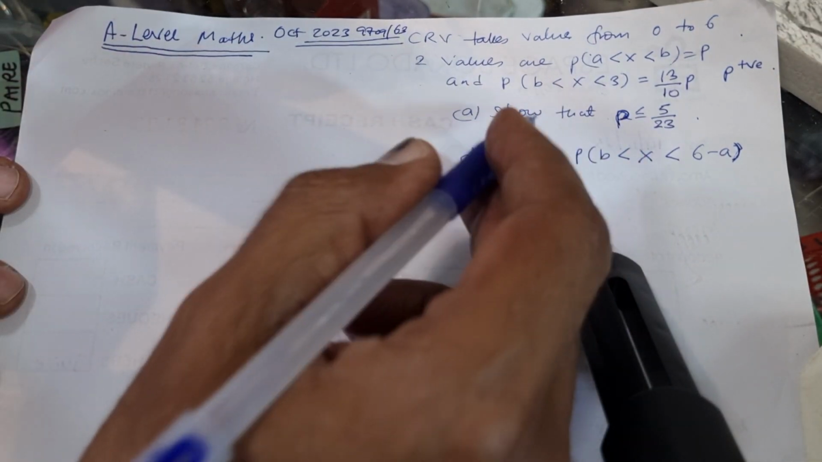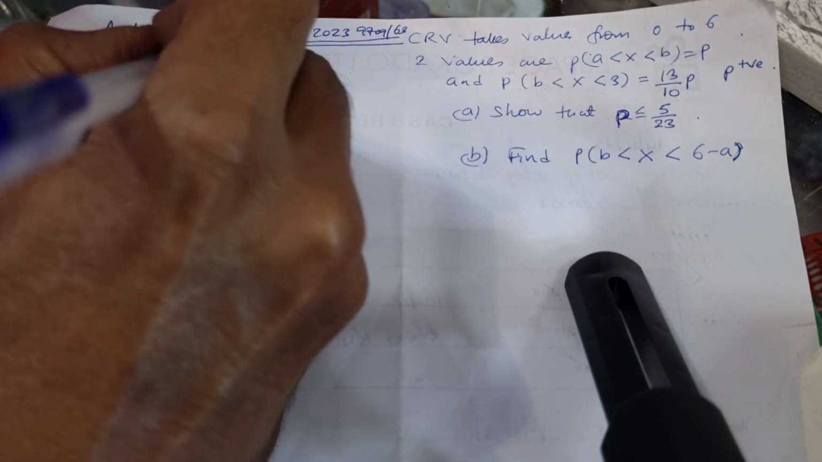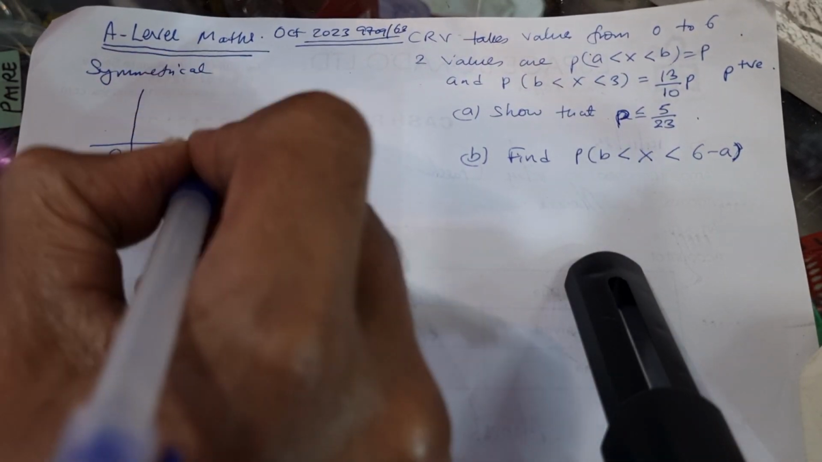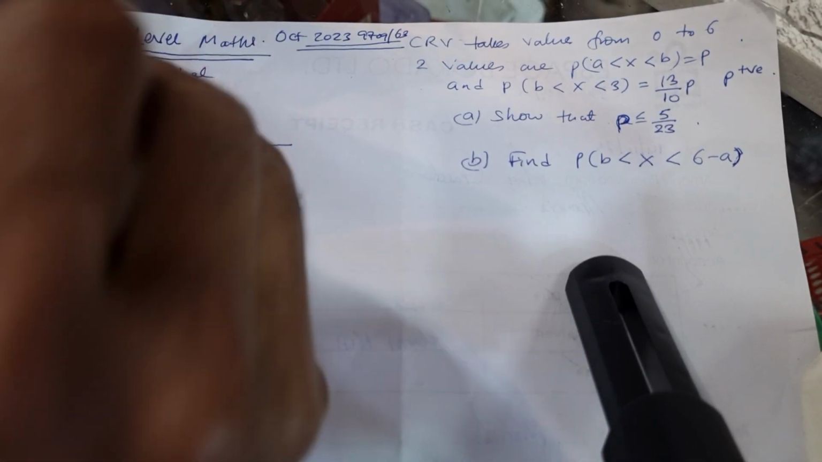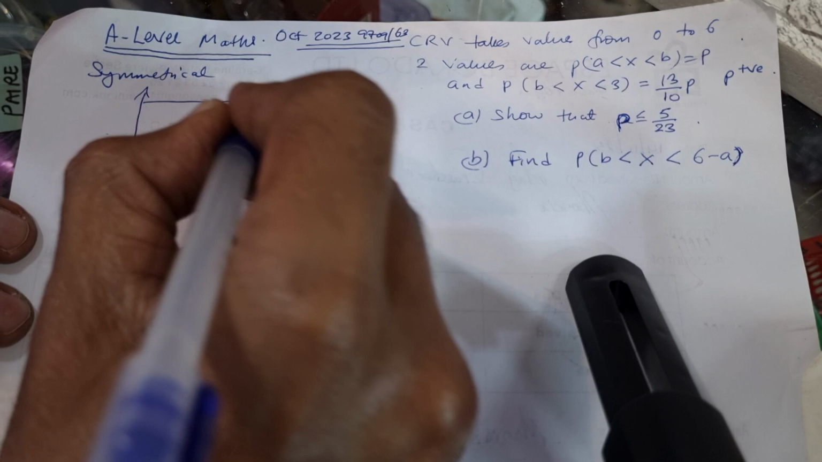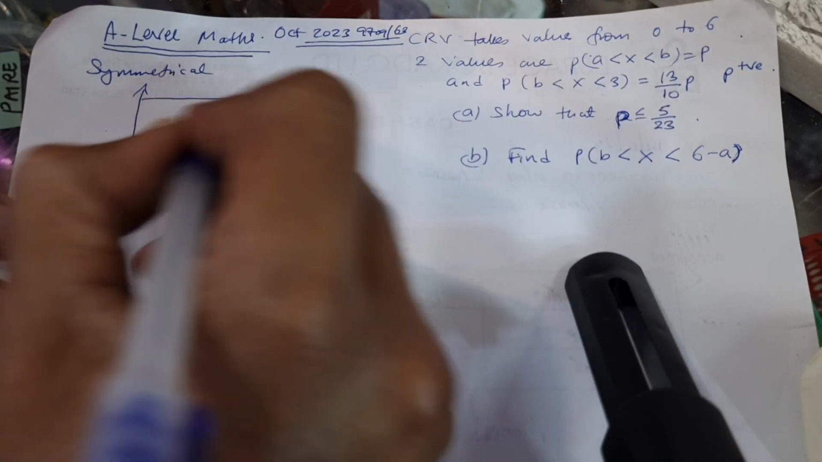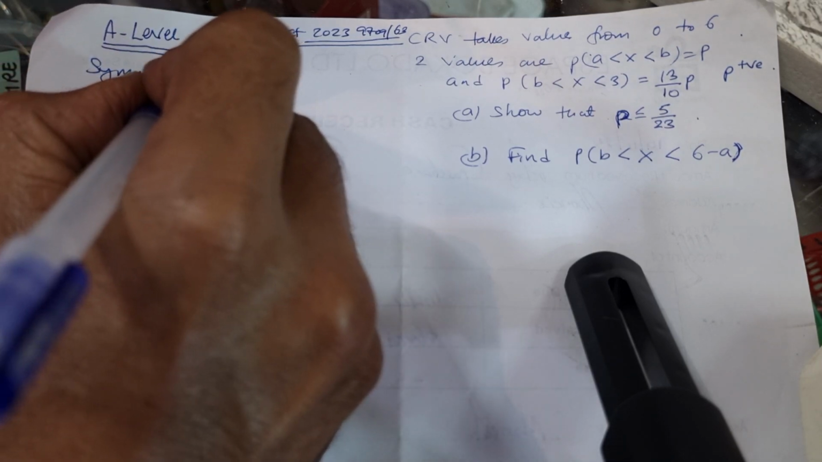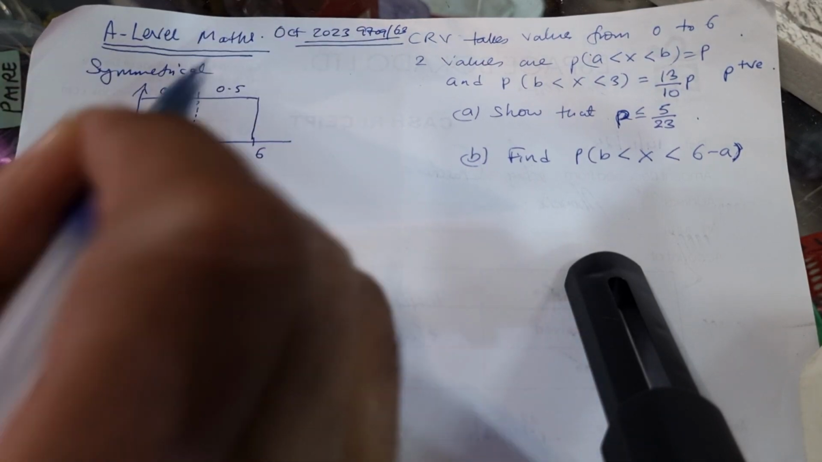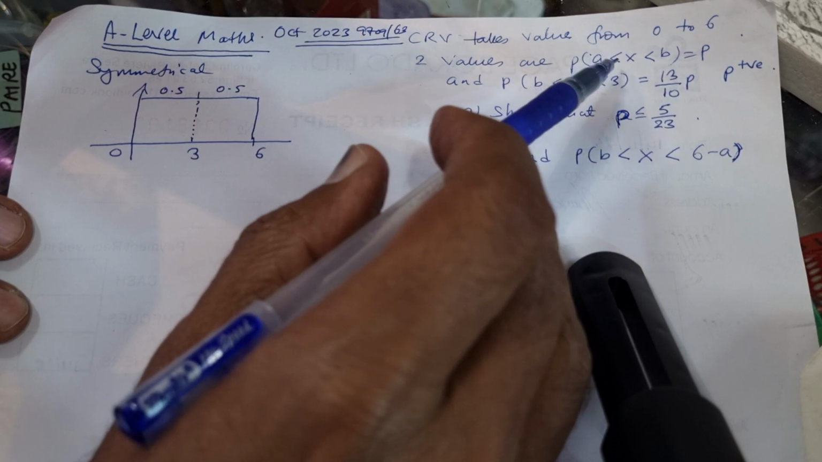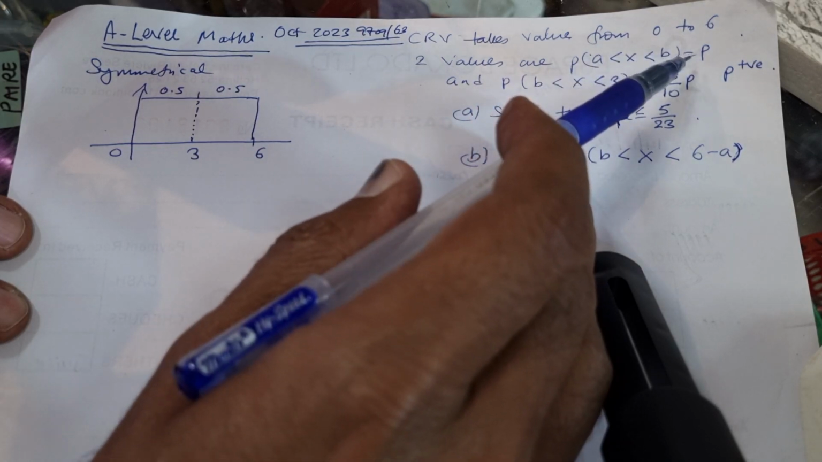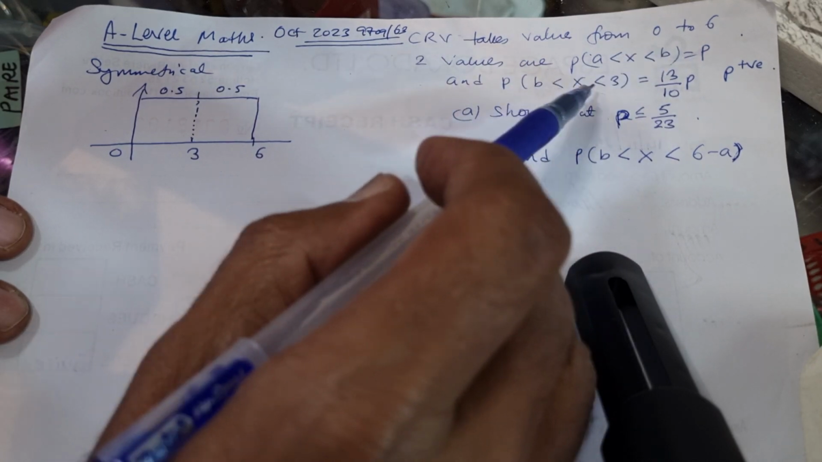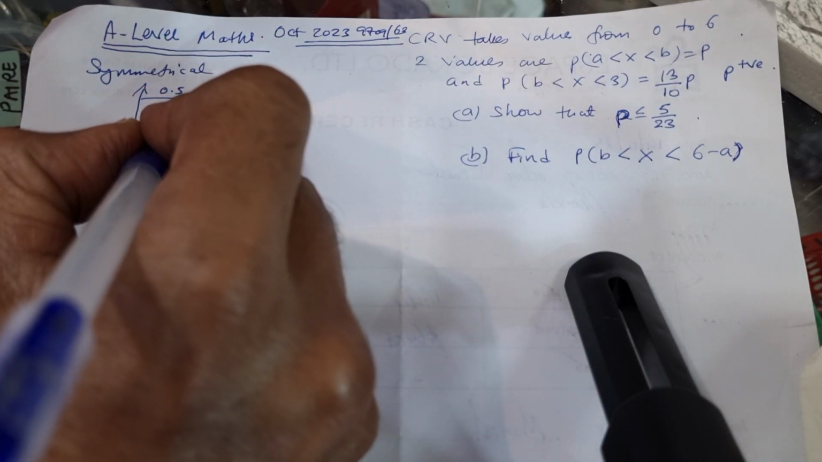Because we are told that this is symmetrical, what we're going to do is sketch a diagram and take the values from 0 to 6 and take a region where we have our probability. The total probability here is 1. Because we have a symmetrical situation, with 3 here, the probability would be 0.5 for this region and 0.5 for this region. We're further told that A is less than B, and the probability between A and B is P, but also B is less than 3. So let's say B is somewhere here.